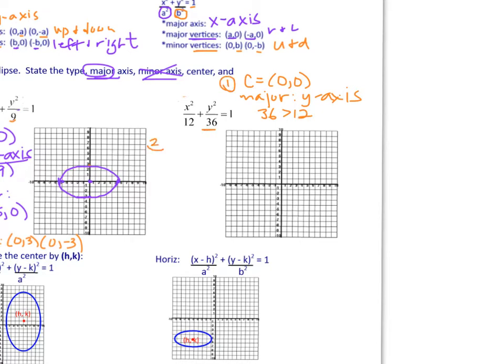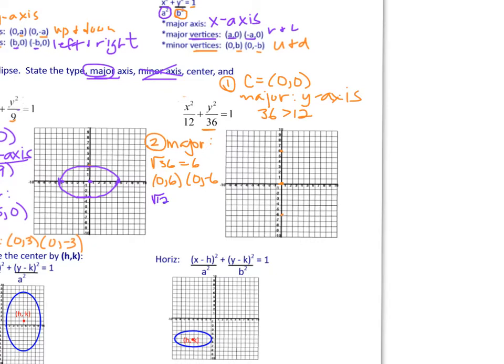Step 2, to get our major vertices, the square root of 36 is 6, so we're going to count up and down from our center. If we count up, we'll be at 0, 6, and if we count down, we'll be at 0, negative 6. Let's plot our center, 0, 0, go up 6, and down 6. Now, for our minor vertices, we have the square root of 12, and that's not a perfect square.